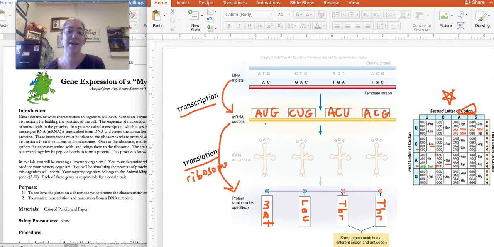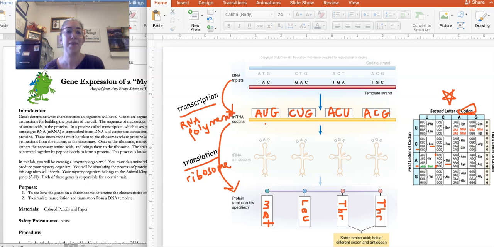That is the enzyme that performs this job. Transcription is performed by RNA polymerase. That's the enzyme. Polymerase. It makes a polymer of RNA. That's what it means.